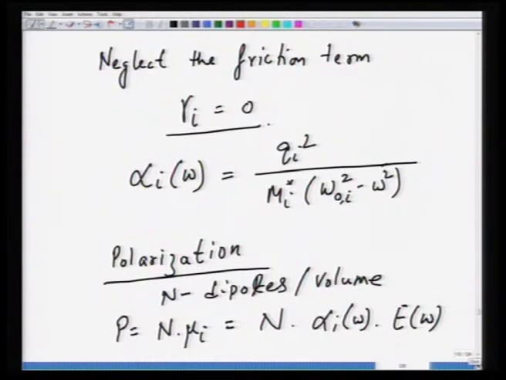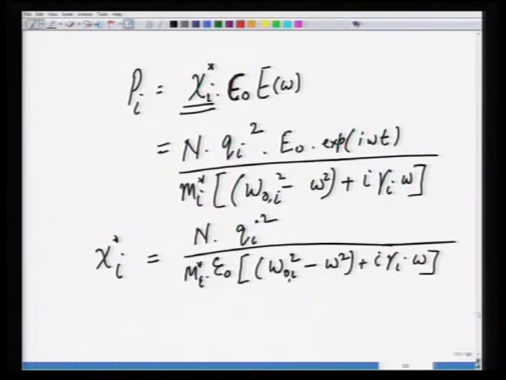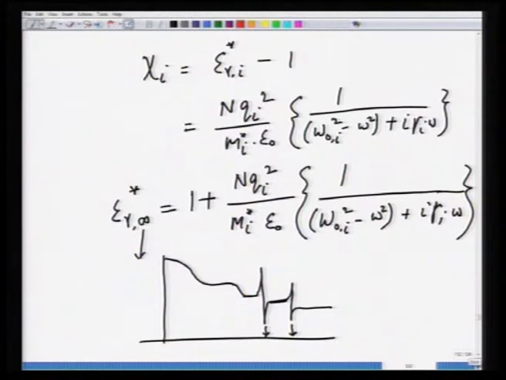Based on this you can calculate the polarization, and from that you can extract what is called susceptibility, which again is a complex quantity and has a frequency dependence. From this we are able to determine the dielectric constant, which is epsilon r infinity, the static dielectric constant, is 1 plus N Qi square divided by Mi star epsilon naught into 1 divided by omega 0i square minus omega square plus i gamma i omega. It is the dependence of this dielectric constant on omega which gives rise to these peaks here.